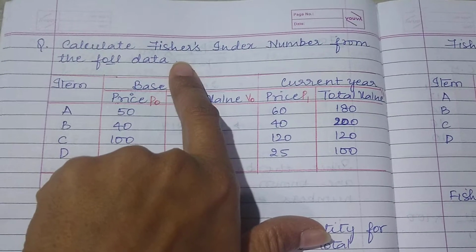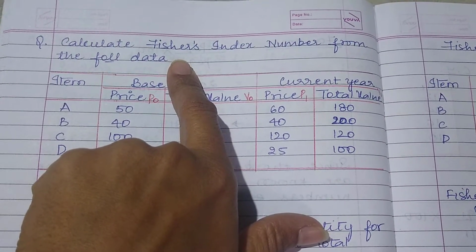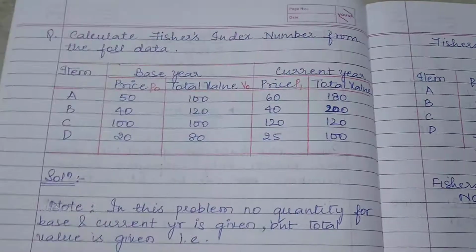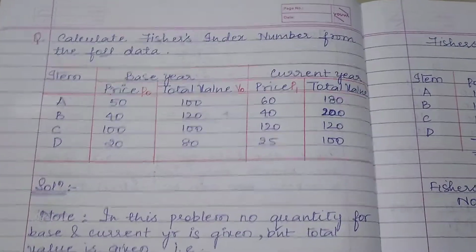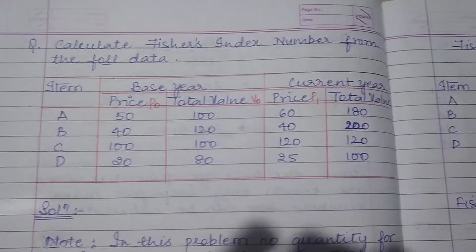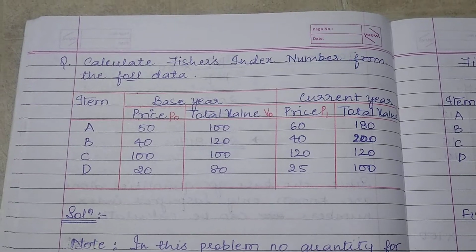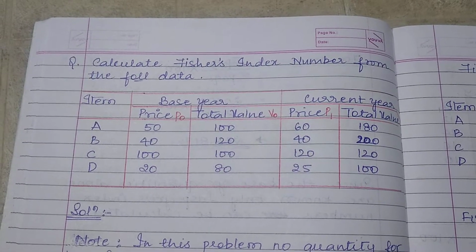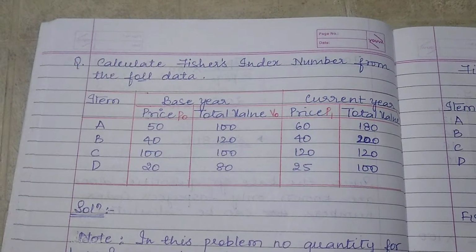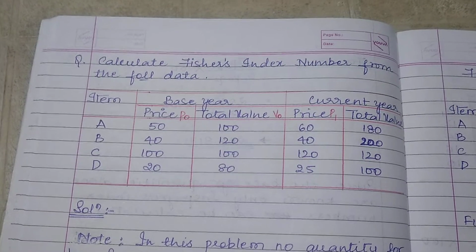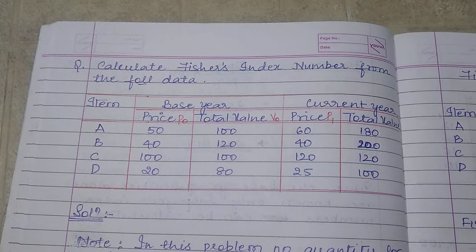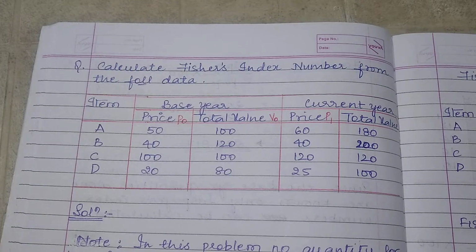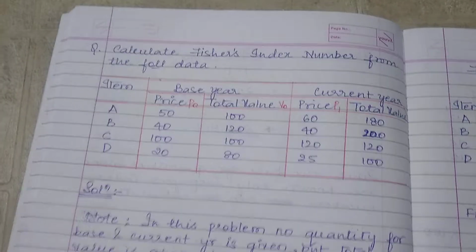Please remember the Fisher's index number's formula is nothing but the square root of Laspeyres into Paasche's index number. So they've just asked you to find out your Fisher's index number. But to calculate it, I told you Fisher's index number is a combination of Laspeyres and Paasche. So you have to find out your Laspeyres method answer, Paasche method answer, and then apply the formula.